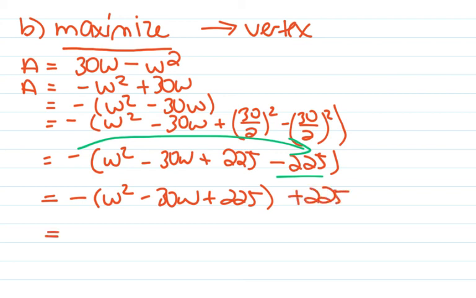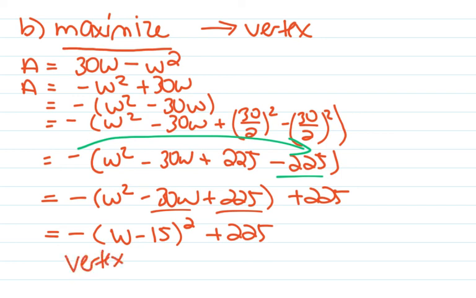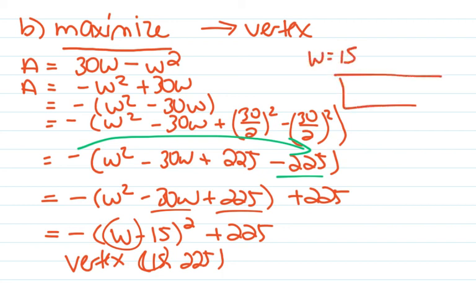We're going to factor the bracket, two numbers that multiply to 225 and add to negative 30. That would be negative 15 and negative 15. So our equation in vertex form is negative bracket W minus 15 bracket squared plus 225. So that means our vertex is 15, 225. That means that W is 15. So our rectangle, the width is 15.